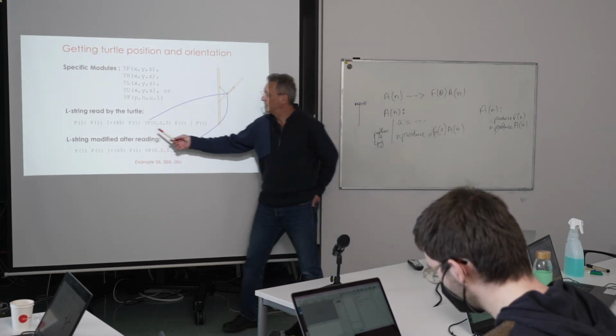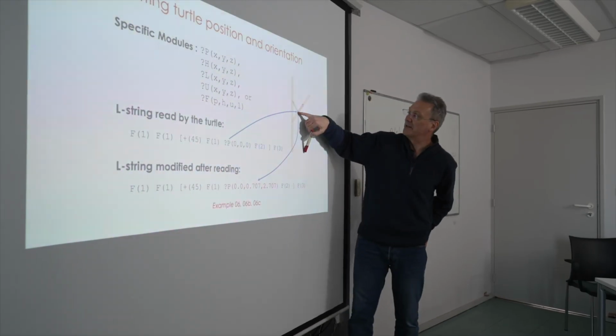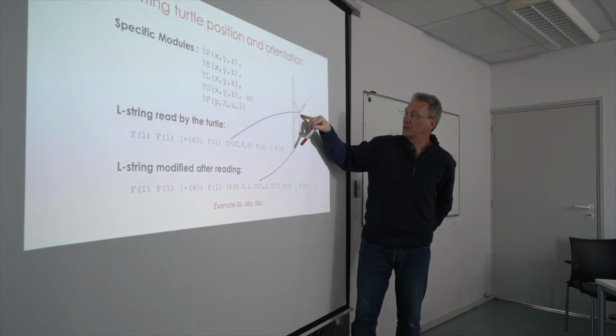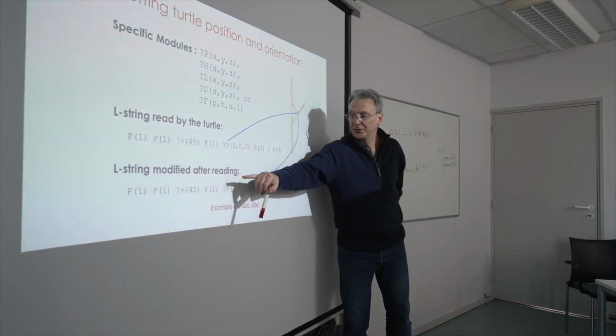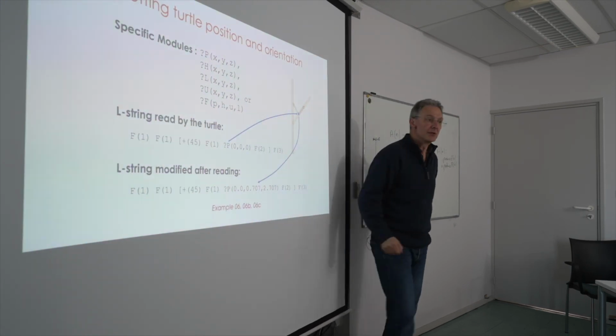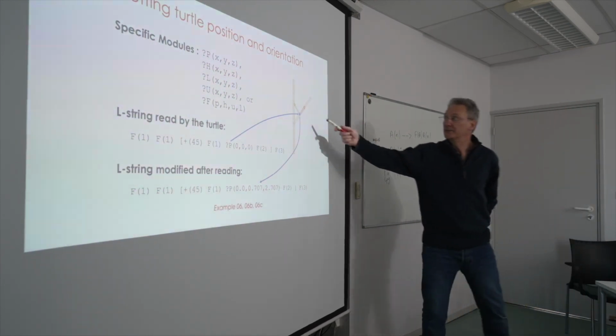So you see the turtle was able to go up to here. So the frame is at this point, the state is at this point. Here you ask, what is your position? And then when the turtle reads the string, it will rewrite this part with the actual position of the frame here.